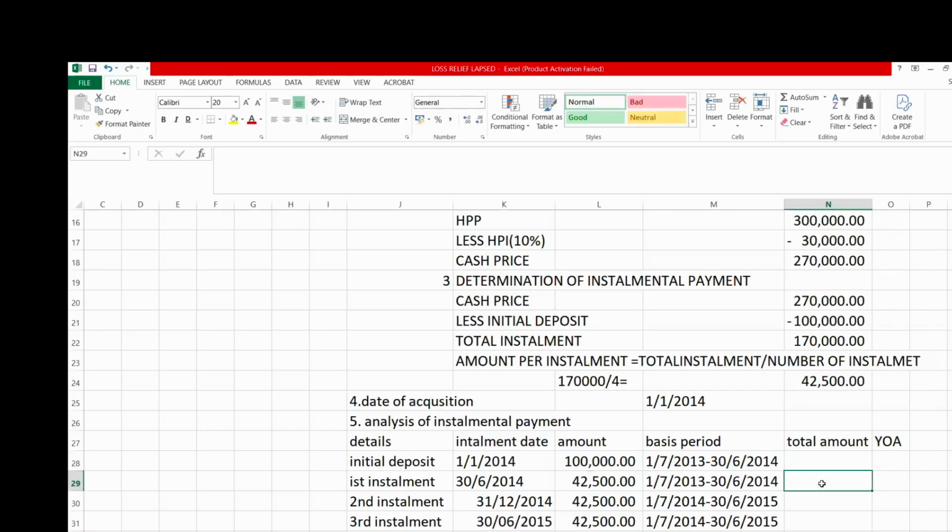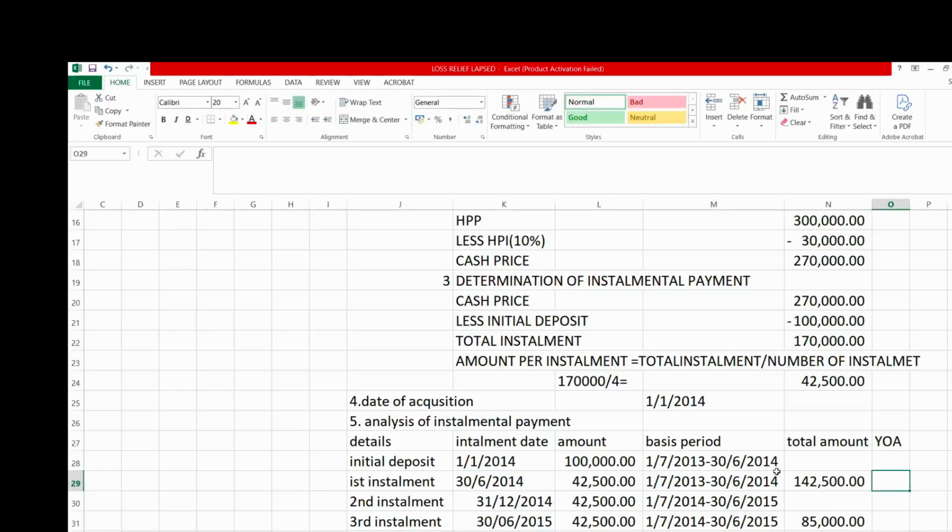The addition of the two will give us what? 142,500. Also, this one and this one will give us what? These are in the same basis period, 42,500 plus 42,500. So that will give us what? 85,000. Then we are left with the last one.